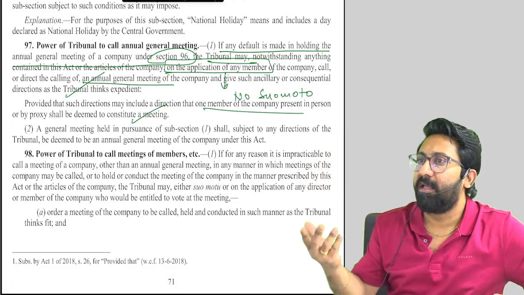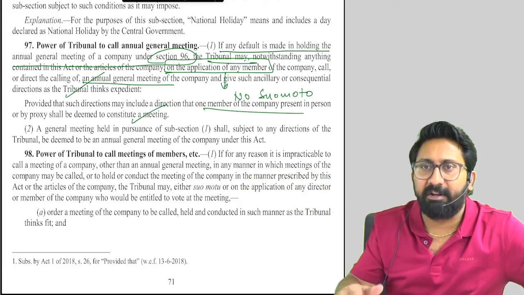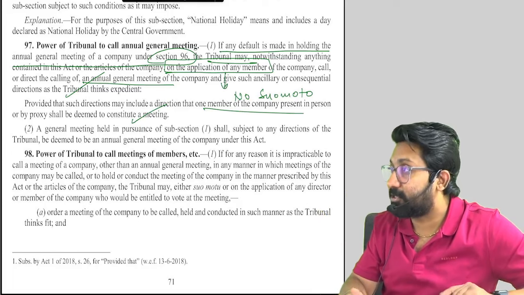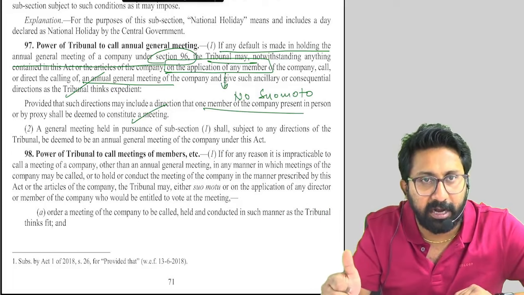Listen. Number one completed. What will it do once you make an application? It will give the directions to conduct the AGM. Okay, this is the point. Everyone understood the point clearly?